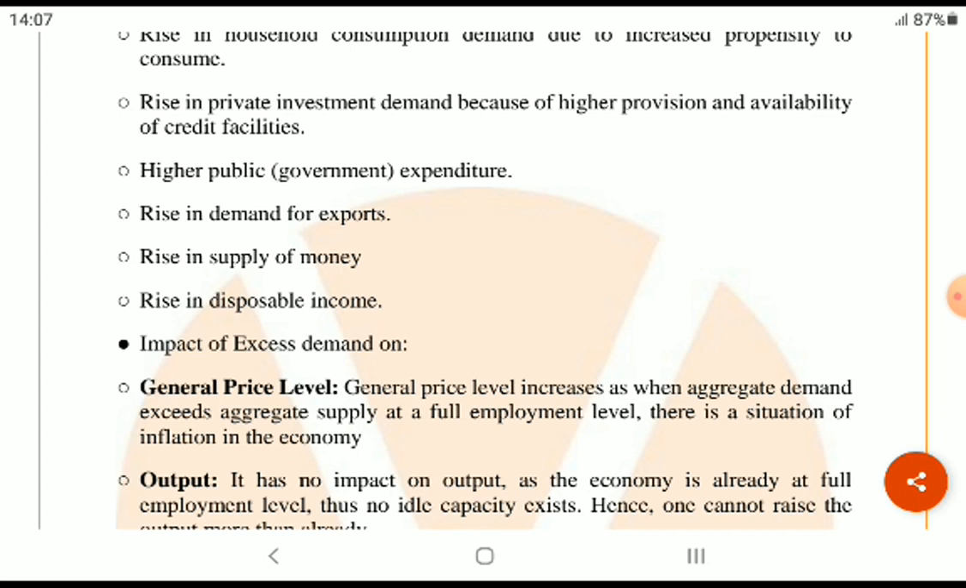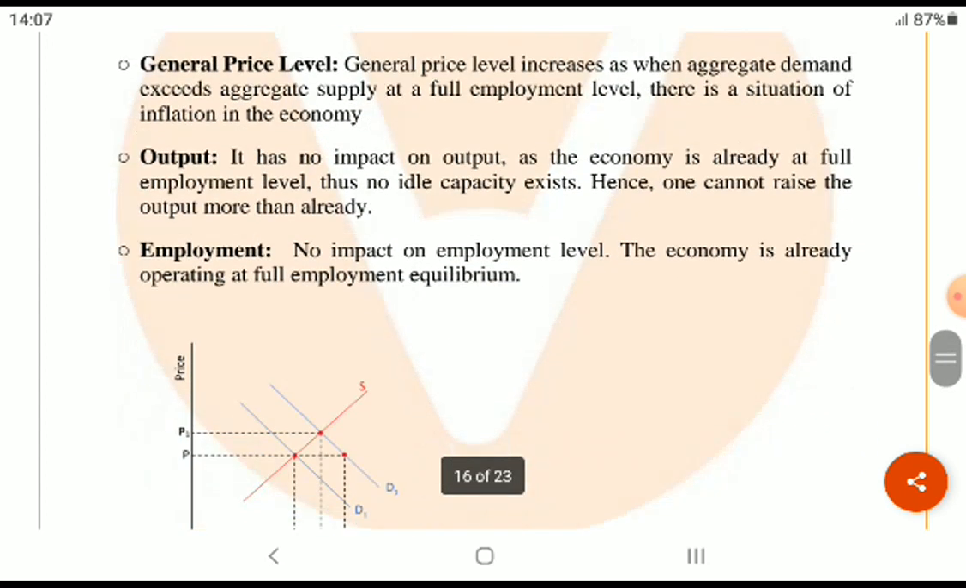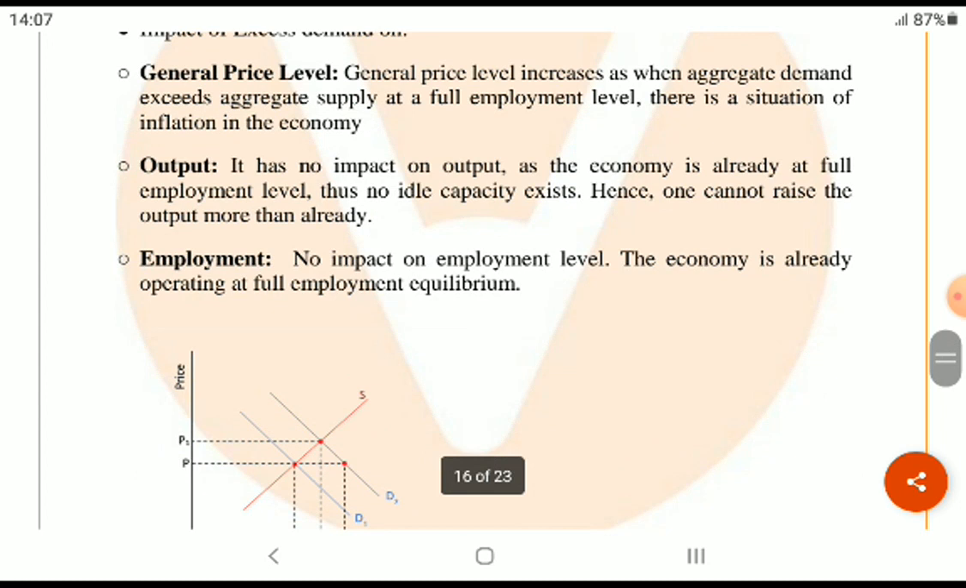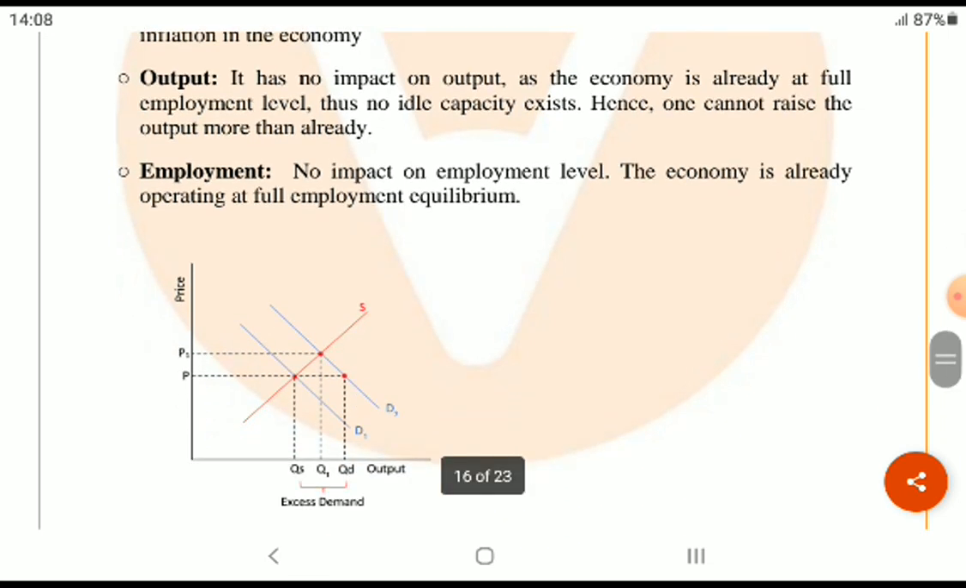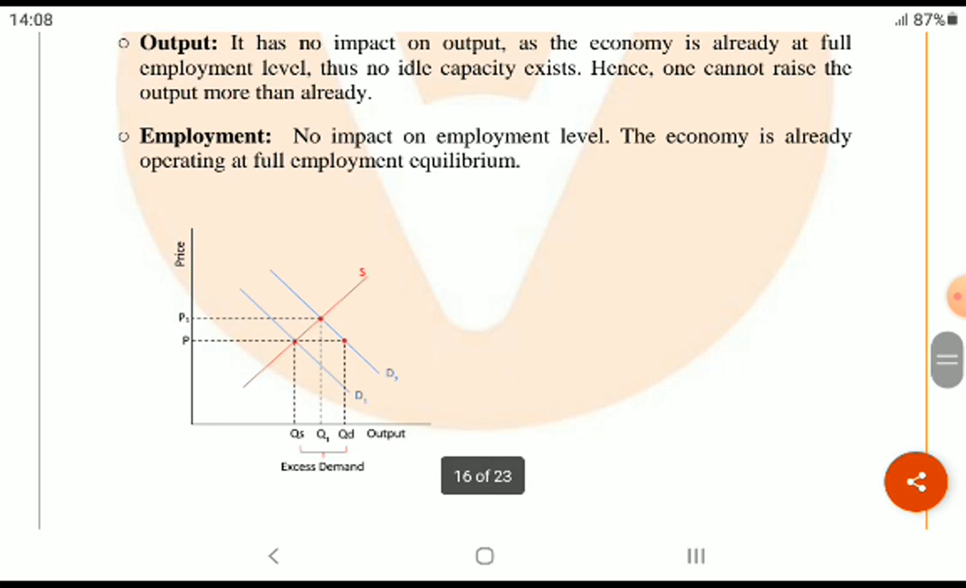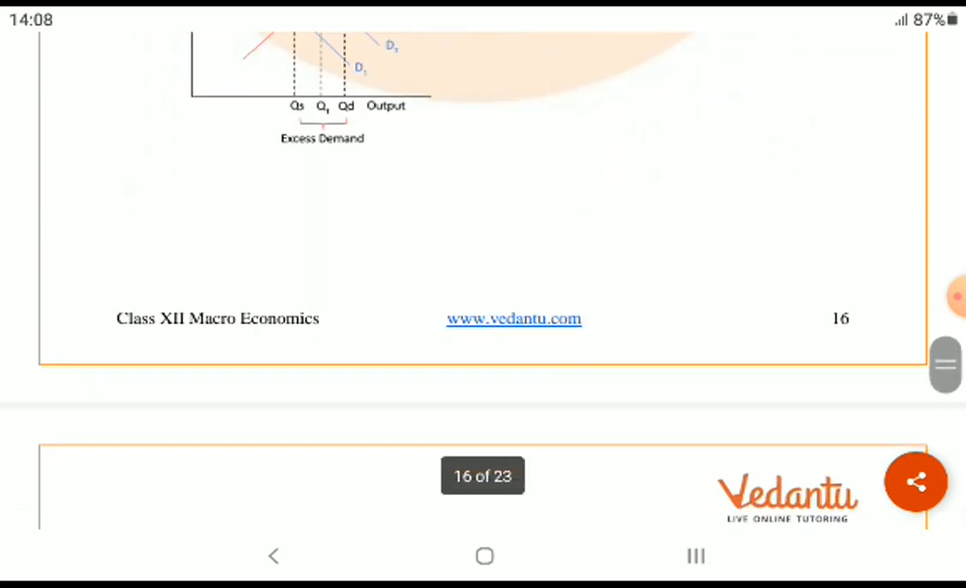Next, impact of excess demand on general price level. It would be like this: general price level increases as when aggregated demand exceeds aggregated supply. At a full employment level, there is a situation of inflation in this economy. Output, it has no impact on output as the economy is already at full employment level, thus no idle capacity exists, hence one cannot raise the output more than already. Employment, no impact on employment level, the economy is already operating at full employment equilibrium. So like this, it will be excess demand, output, price. Okay, graph will be like this.